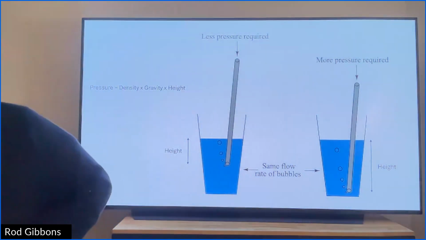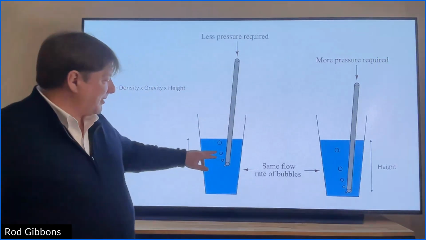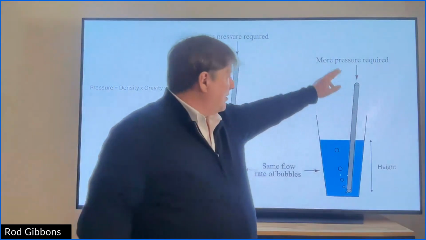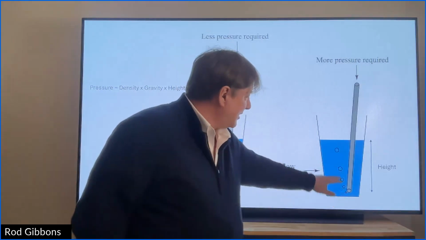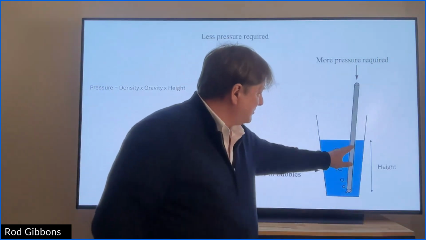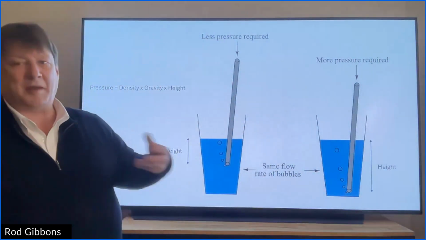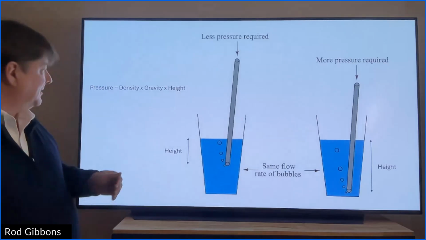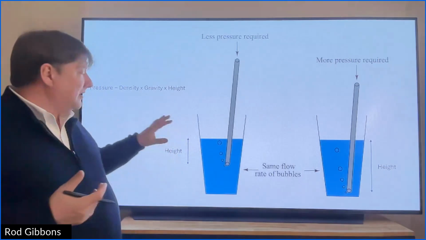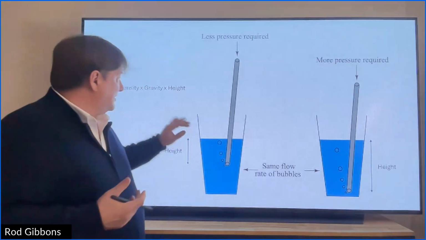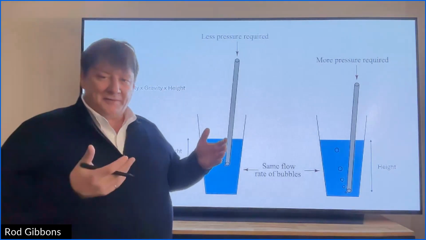So I don't need to blow as hard to make bubbles shallow. When it's deep, I've got to blow harder. I need more pressure because the height of this water is pushing back on my breath, on my bubbles. So that's hydrostatic pressure. And so it's density of the fluid, acceleration due to gravity, and the height.